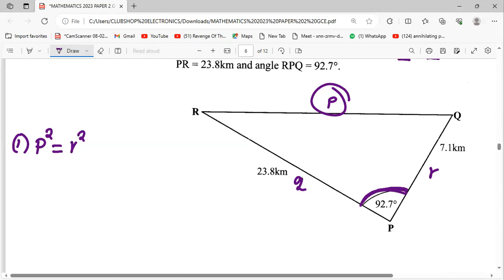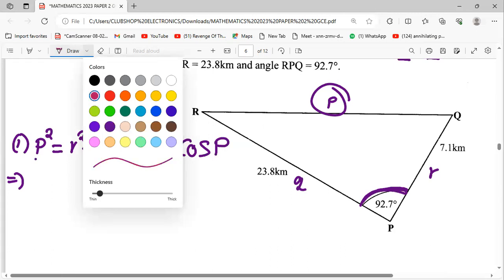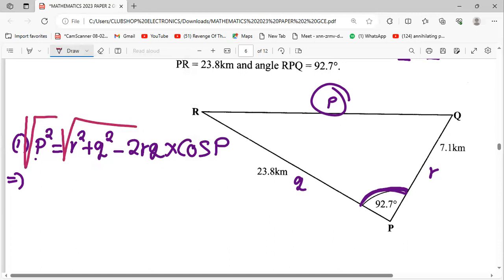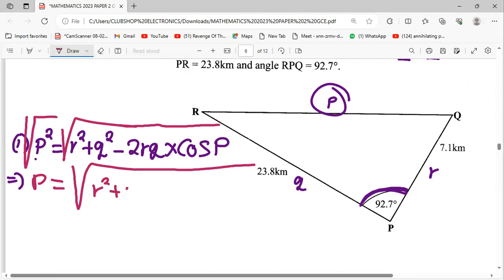r squared plus q squared minus 2 times the two sides, r and q, times the cos of the angle P. Implying that to find p, we can introduce the square root. So p will be equal to, we will not say plus or minus because we are dealing with length, the square root of r squared plus q squared minus 2rq times cos P.